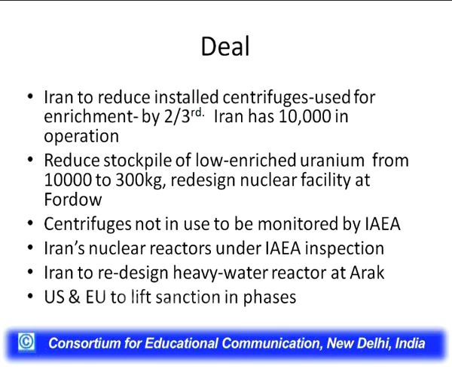So once that is done by Iran, once these regulations are implemented by Iran, the US and European Union will start lifting the sanctions in phases. So they'll gradually start lifting the sanctions. These are the main provisions of the Iran-US nuclear deal.